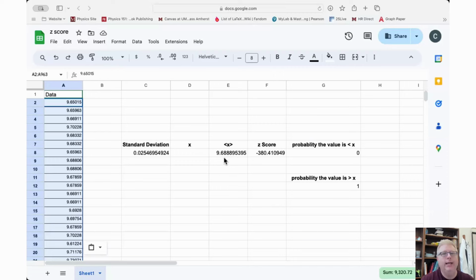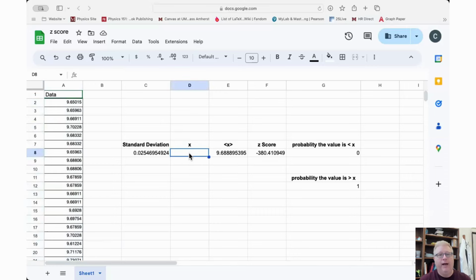So clearly, just looking at the number 9.68, I can tell it's off, right? But how off is it? This is where the Z-score can help us. In column D, under X, is the value we compare it to. If I put in my 9.8 for gravity, now I have some quantitative information, not just me saying, oh, it's 9.68, that's kind of off, so it's definitely not calibrated. Now I have quantitative information telling me whether it is reasonably off or way off.